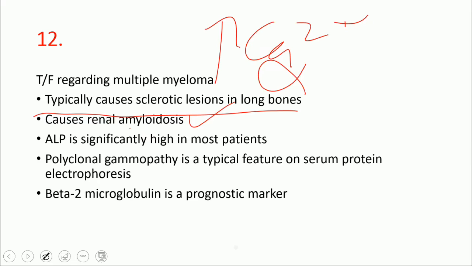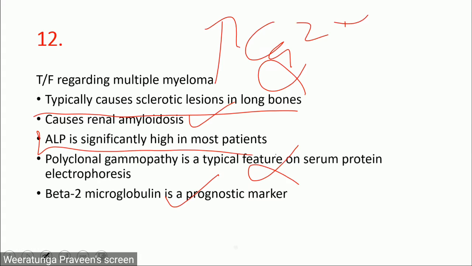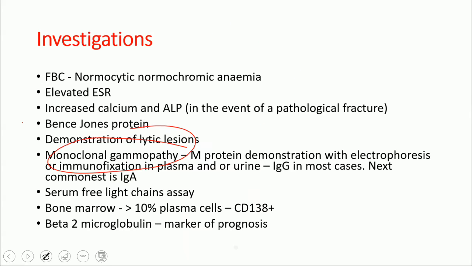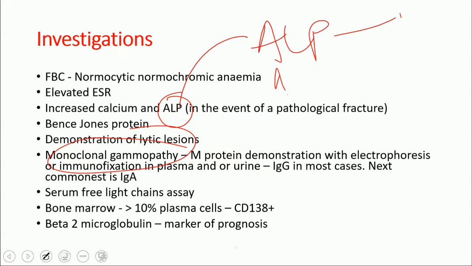Polyclonal gammopathy as a feature is false. Serum beta-2 globulin is a prognostic factor, remember that. That is true. Now, this is an interesting business in myeloma. Generally we say that in myeloma ALP will be normal. Unless there is a significant fracture, the ALP is normal in myeloma. Remember that, it's an important point. Note that down. ALP is usually normal. It can be elevated if there is a fracture, only if there is a fracture.